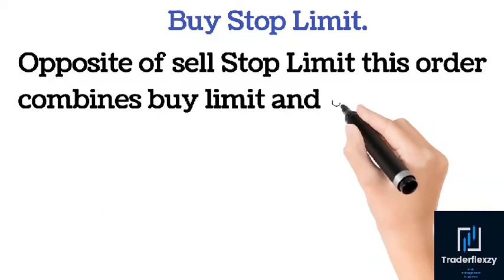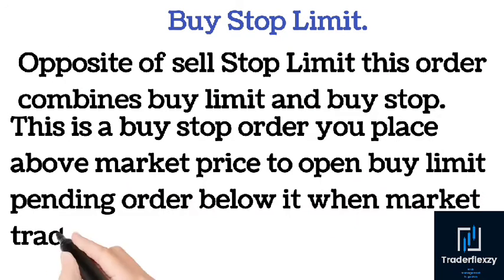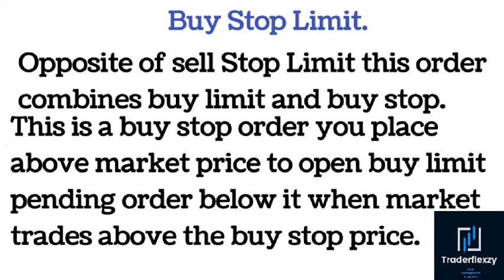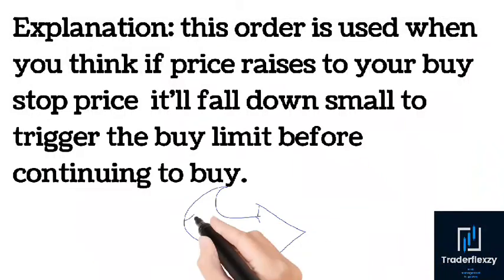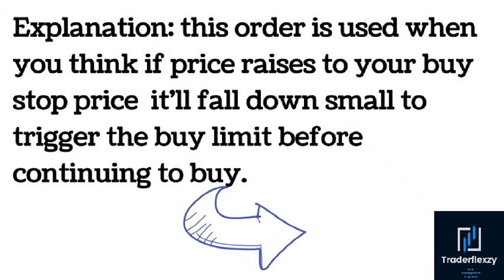Buy stop limit. Opposite of sell stop limit. This order combines buy limit and buy stop. This is a buy stop order you place above market price to open buy limit pending order below it when market trades above the buy stop price. Explanation. This order is used when you think if price rises to your buy stop, it will fall down small to trigger the buy limit before continuing to buy.